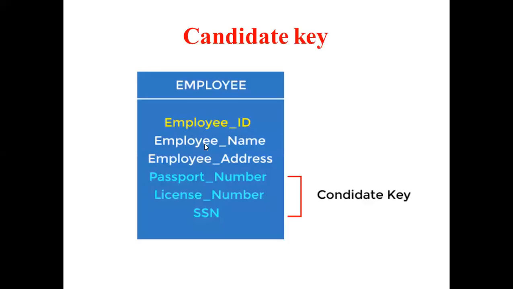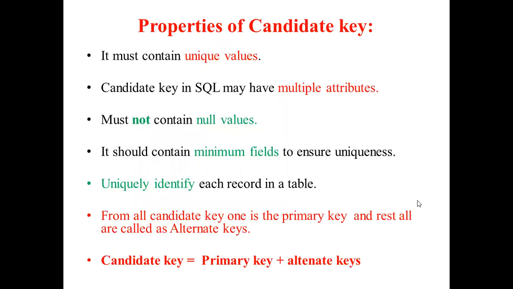So this one is another example for the candidate key. This is the employee table or relation. These are some of the attributes. Out of this, employee ID, passport number, license number, SSN are eligible to become a primary key. But out of that, employee ID is considered as the primary key, and the rest of all can be considered as candidate keys.